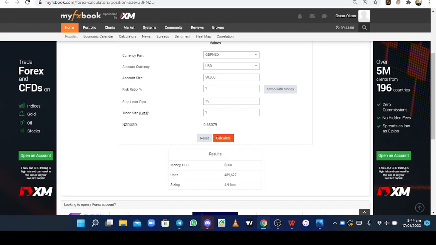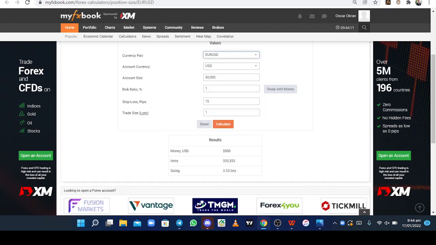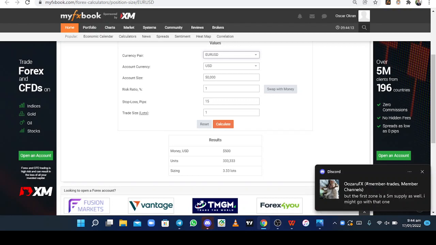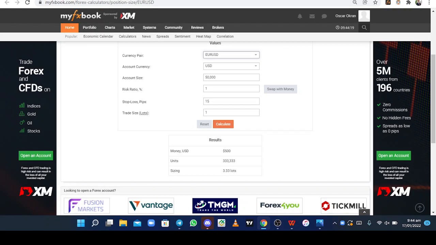Let's see how EUR/USD will be. Let's say we are trading EUR/USD with the same amount, the same risk, and the same stop loss. When I click on calculate, it is going to give you 3.33 lot size. On the GBP/NZD we had 4.9, but on the EUR/USD we're having 3.33 lot size, because the pip value for EUR/USD is relatively larger than that of GBP/NZD.